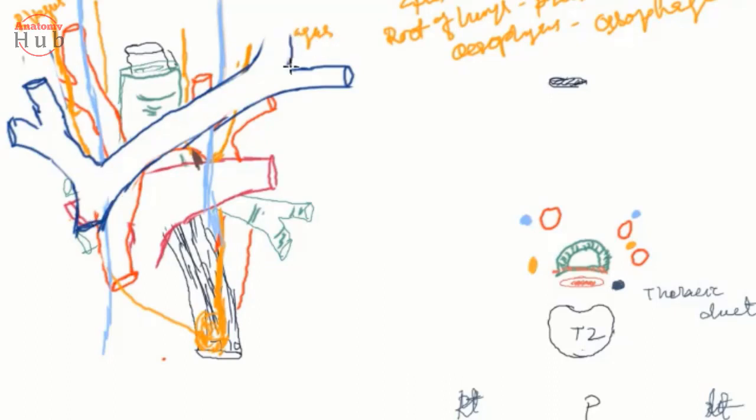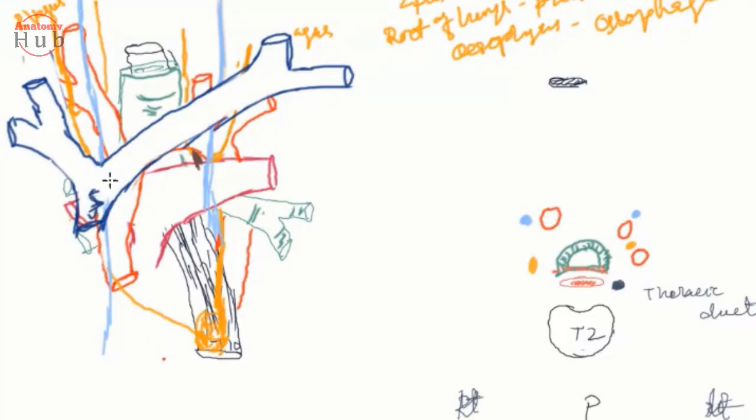Okay, and here you'll find the left internal jugular vein, and here you'll find the left subclavian vein. They come forward and make here the left brachiocephalic vein, here is the right brachiocephalic vein, and they both unite together and here they will form the superior vena cava.